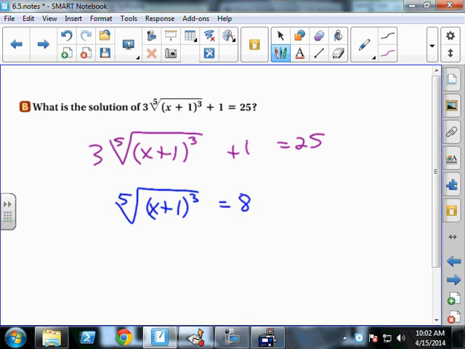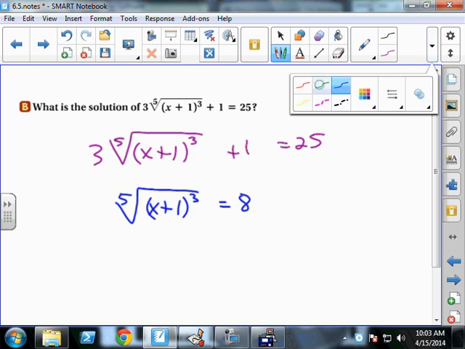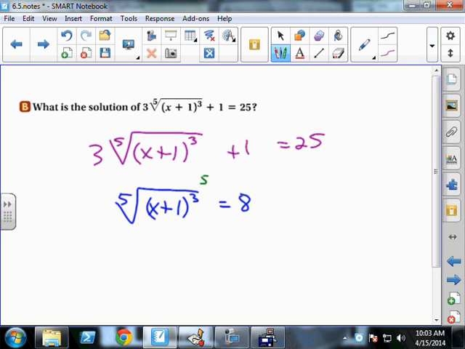Okay. Hopefully everybody's with me so far up to that point. So I want to get rid of the 5th root. So I need to exponentiate. I'm going to raise both sides to the 5th power. A quantity to the 5th power, if it's under the 5th root, is going to cancel out. So I'm going to be left with x plus 1, the quantity cubed, equals 8 to the 5th.